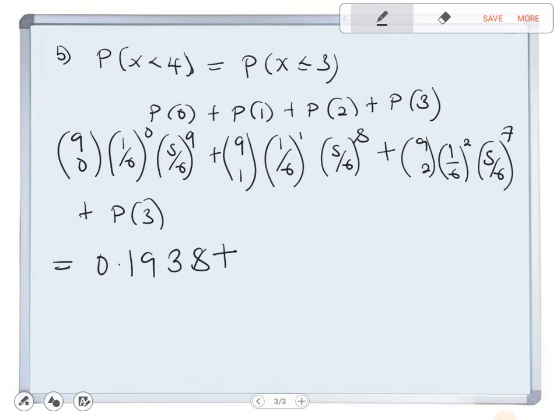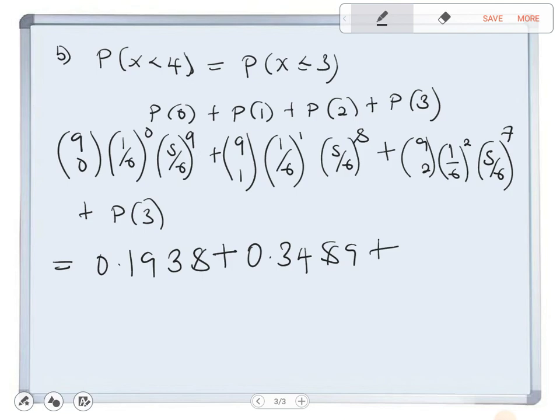Plus, let's call this one. What is 9 choose 1? Sorry, it's just 9. Then you have 1 over 6, just remain 1 over 6. Then you have 5 over 6 to the power 8. So 5 over 6 to the power 8, then we multiply by 1 over 6. We also multiply by 9. So it's giving me 0.3489. I'll just round it off.